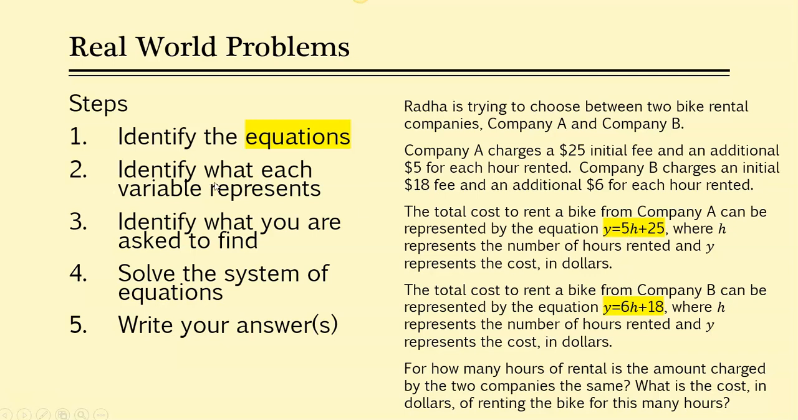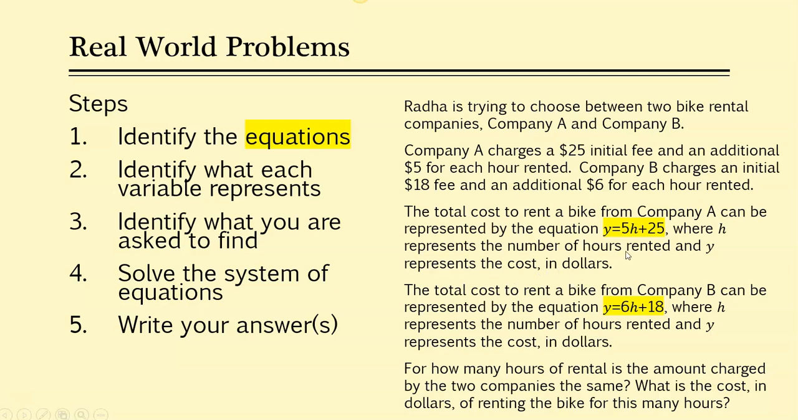Now the next step says to identify what each variable represents. Hint, this is always going to be right with the equation. So here I have y and h. Instead of y and x, I have h, and here's y. Notice h represents the number of hours rented. They just picked a different letter because it made a little more sense. And y represents the cost in dollars.